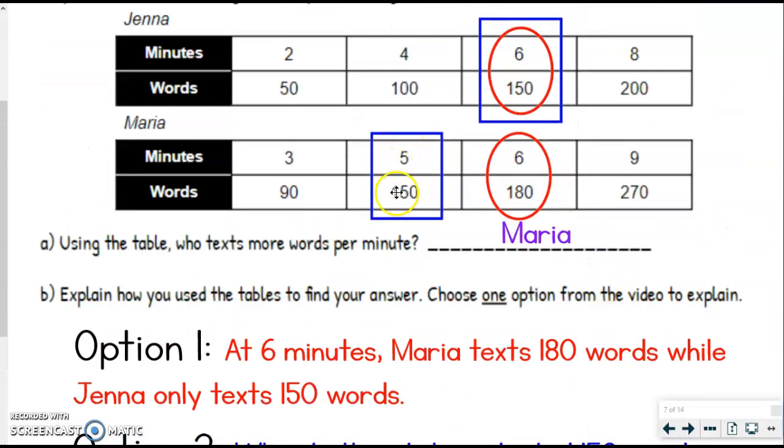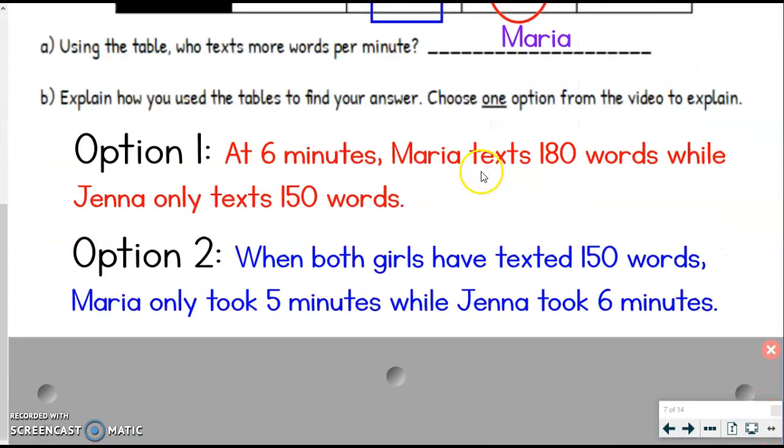That was the part we noticed they had the same. Right? It was the words this time instead of the minutes like this one. Maria only took 5 minutes while Jenna took 6 minutes. So Maria was faster than Jenna at texting those words. That was just a different way of explaining it versus at the 6-minute mark, where we were looking for more words that someone texted. Whereas this one, when they had the exact same amount of words, it took Maria less time.